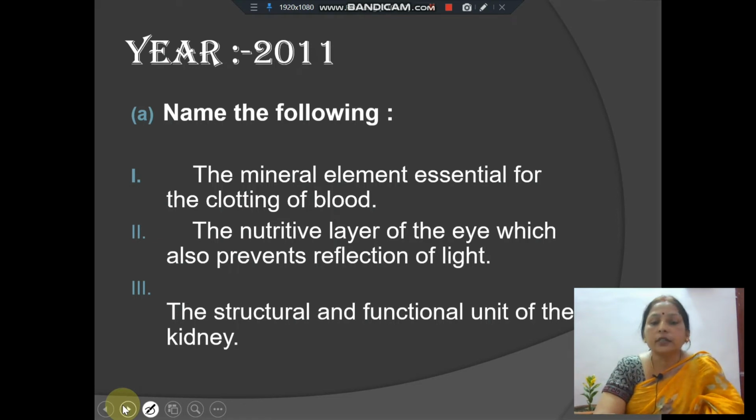The structural and functional unit of kidney. The structural and functional unit of kidney is the nephron. This question also we have already discussed. Now moving to the next.